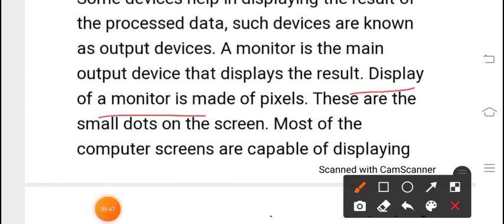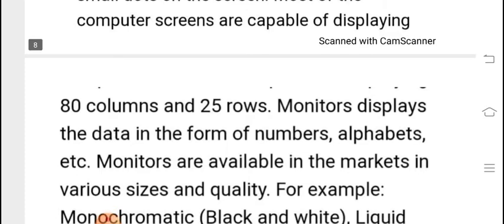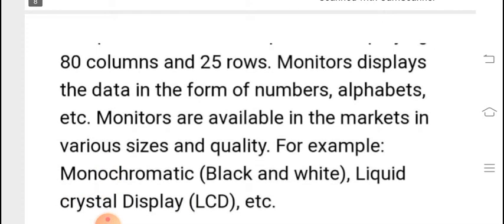The display of a monitor is made up of pixels. These are the small dots on the screen. Most of the computer screens are capable of displaying 80 columns and 25 rows.